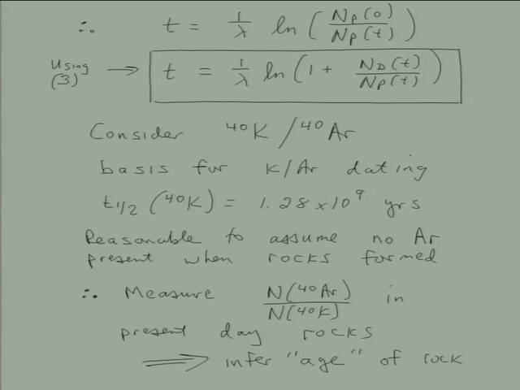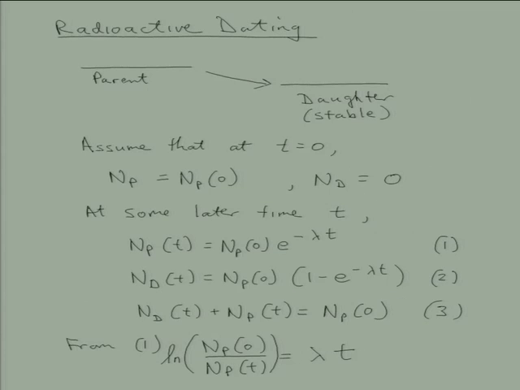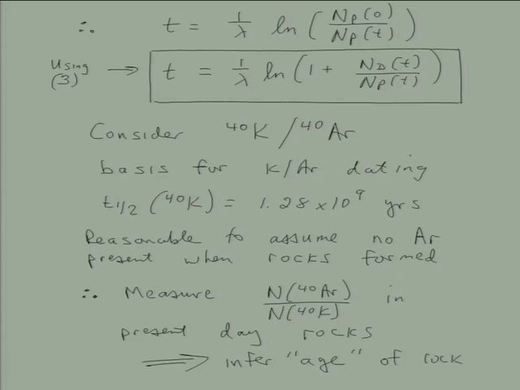But thanks to equation 3, I don't have to do that. Okay? Because I've got this conservation of atoms equation, I can make use of that and plug it into the expression I had a minute ago. Okay? Basically solve for NP of 0, replace NP of 0. And when I do that, I get that the time, the age of the object, is 1 over lambda logarithm of 1 plus the number of daughters that are present now, divided by the number of parents that are present now.